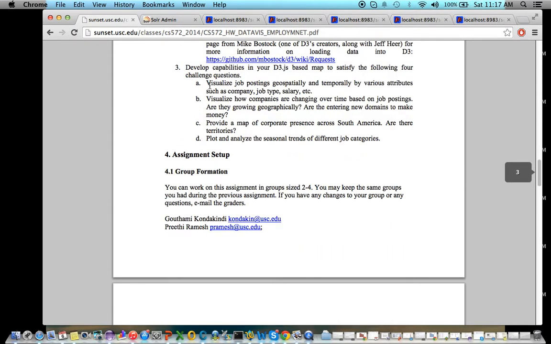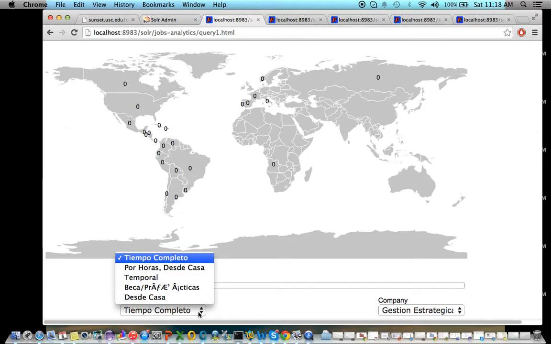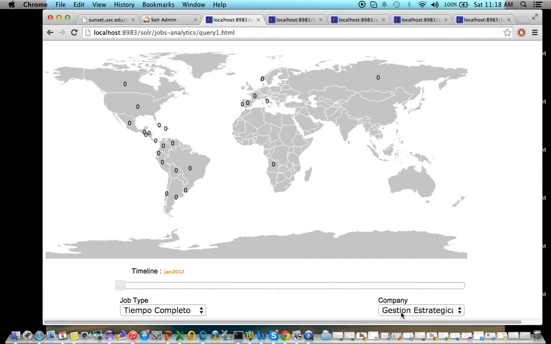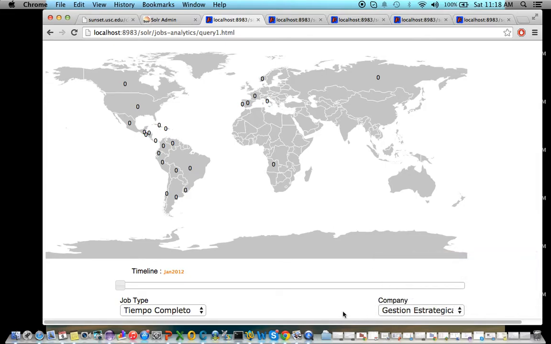In query 1, we are to visualize job postings geospatially and temporally by various attributes such as company and job type. Let's load the query 1.html to view the answer to this query. We have used bubble maps to answer this query. As we can see, these drop-down menus give us a list of various attributes such as company and job type. Let's select the job type, Tiempo Completo, and the company.